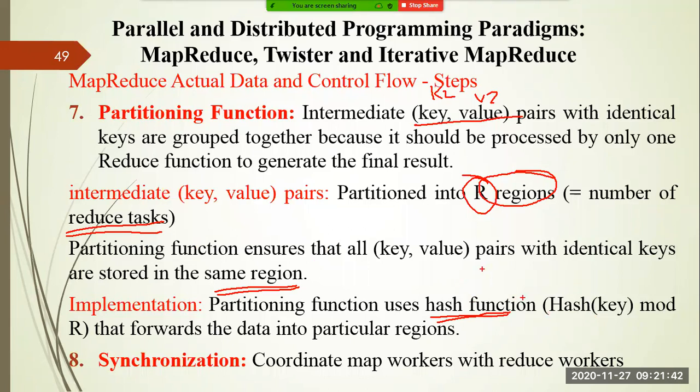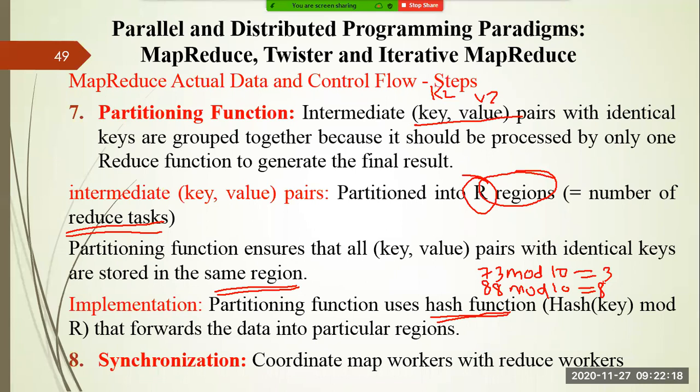Suppose your modulus is 10, and the value coming is 73. You know 73 modulus 10 is 3, so I will give it to the third region. If 88 is coming, 88 modulus 10 is 8, so I will send it to the 8th region, and so on. In this way, you can implement MapReduce. The partitioning function can be implemented using a hash function that forwards the data into a particular region.